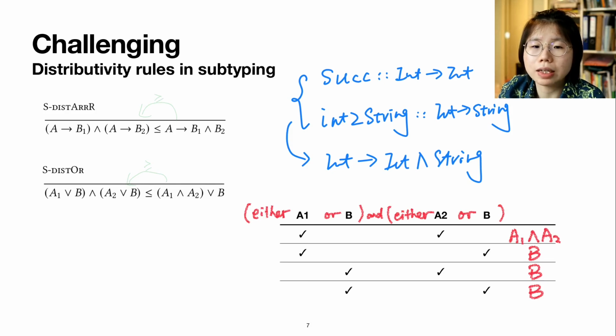On the other hand, to get some intuition behind the second rule, we can consider all the possibilities we get from the intersection of A1 union B and A2 union B. We either get both A1 and A2, or we get type B. So we say that it is a subtype of A1 intersection A2 union B.